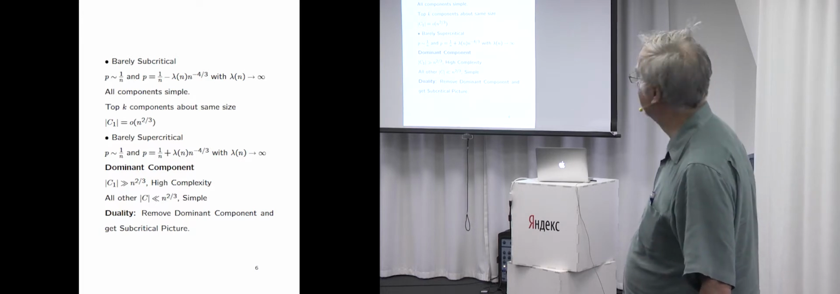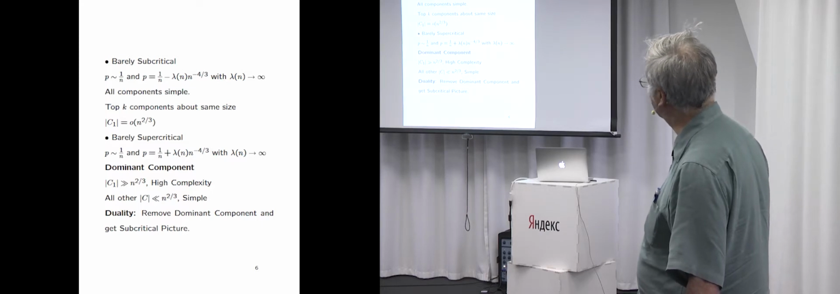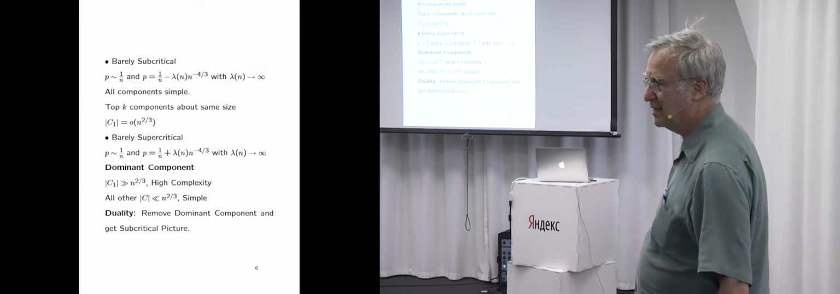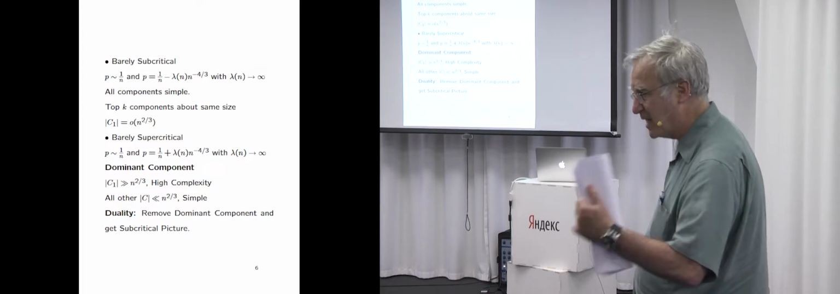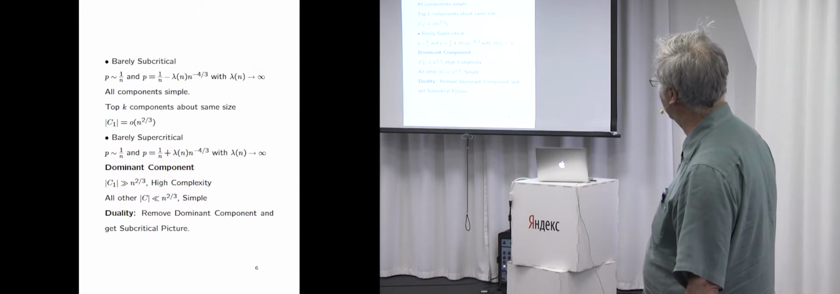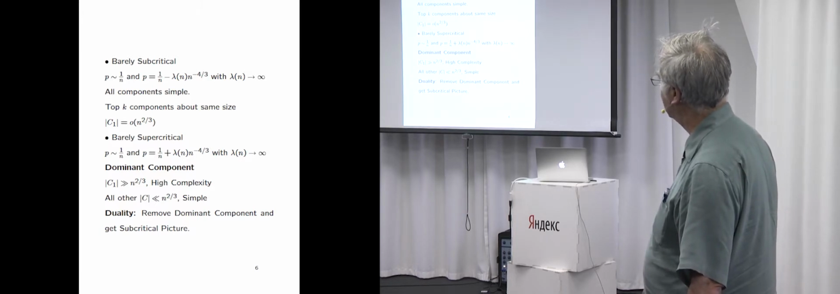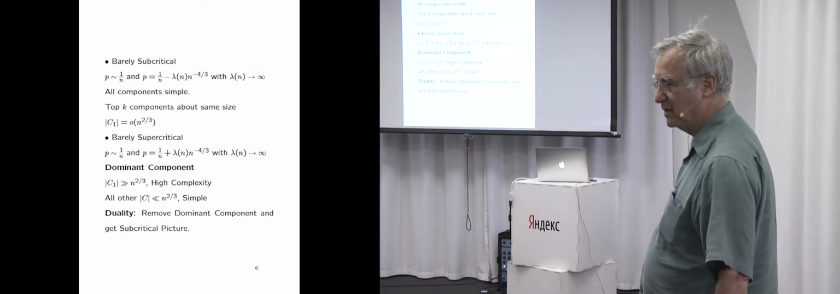Can you say something about k? For any fixed k, so let's say we want the top 10 components. Yeah, this then gets more complicated. If you want k to go to infinity, that's more complicated. But if k is fixed, then it's okay. So the formal thing is, if k is fixed and lambda of n goes to infinity, then the top k components all have about the same size, yeah.